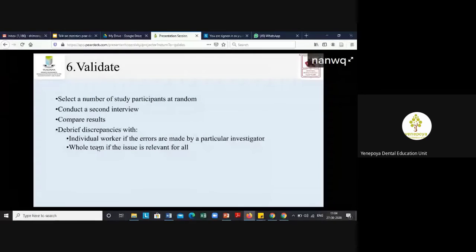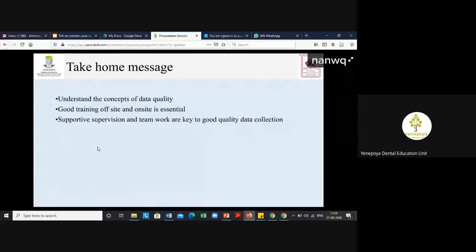At the end of the day, the take-home message would be to understand the concepts of data quality. It's very important. You might think that it's not relevant, but at the end of the day, when you analyze, you will feel, oh, I should have done that, oh, I should have done this. So all the steps I've mentioned earlier will help you to collect quality data.